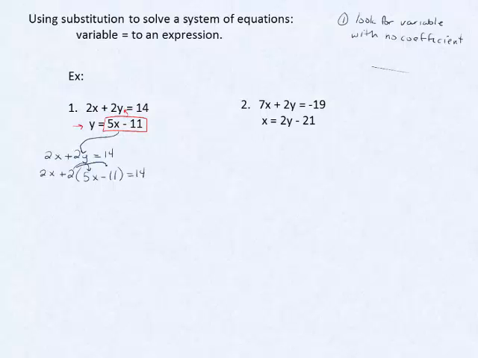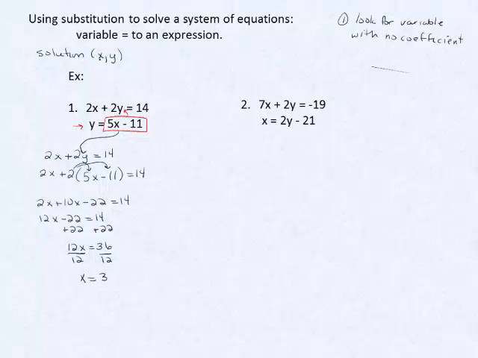I'm going to distribute this 2, and I get 2x plus 10x minus 22 is equal to 14. 2x plus 10x is 12x. Add 22 to both sides, and I get that 12x is equal to 36. I divide by 12, and I get that x is equal to 3. But my solution is an ordered pair, (x, y).